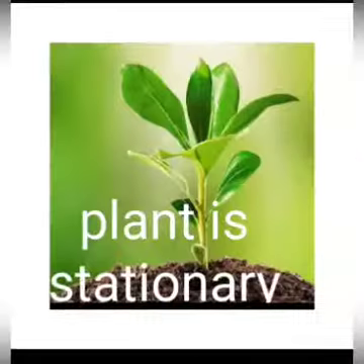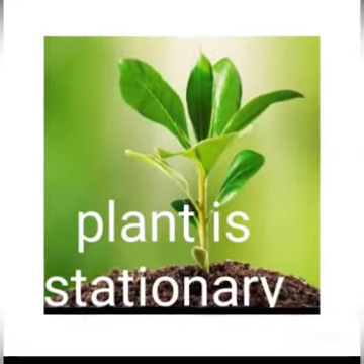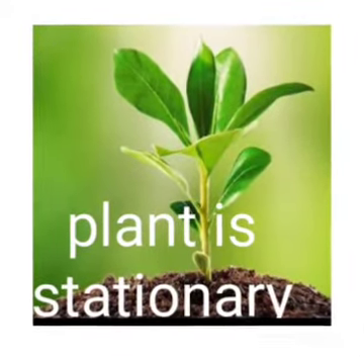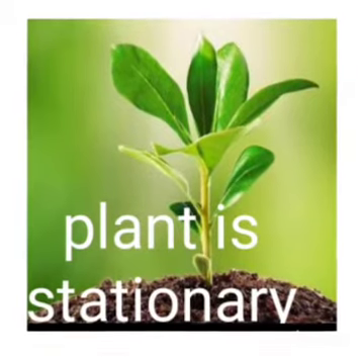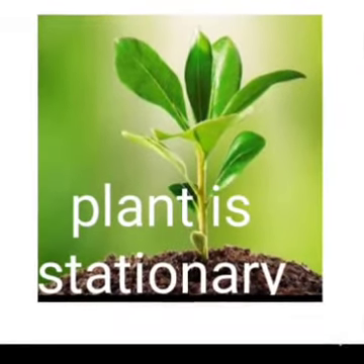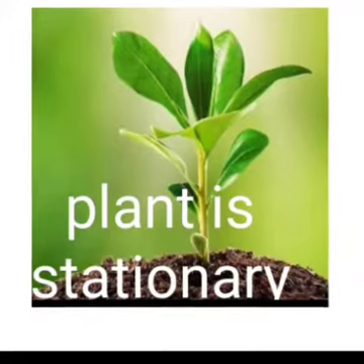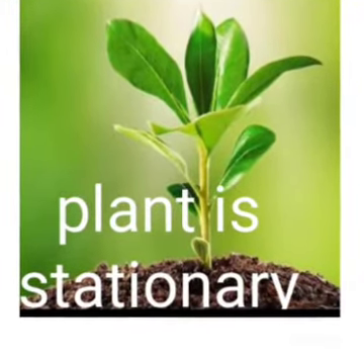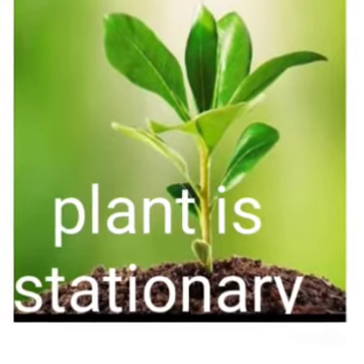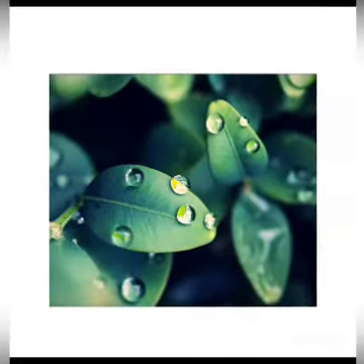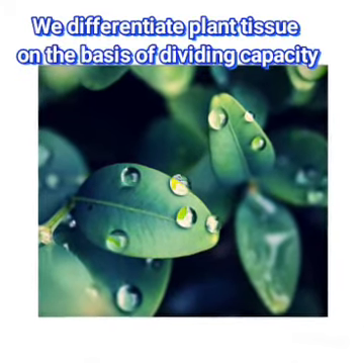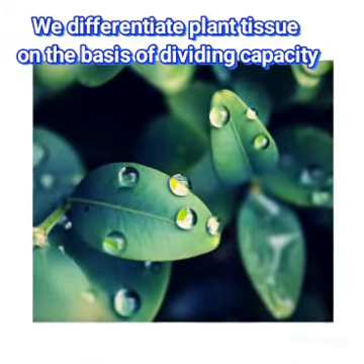In plants, the tissues that are present have to give structural support to the plant, as plants are stationary. Plants are stationary but they grow. There are some tissues in the plants that divide throughout their life. These are restricted to certain regions. Therefore, we aptly differentiate plant tissue on the basis of dividing capacity.